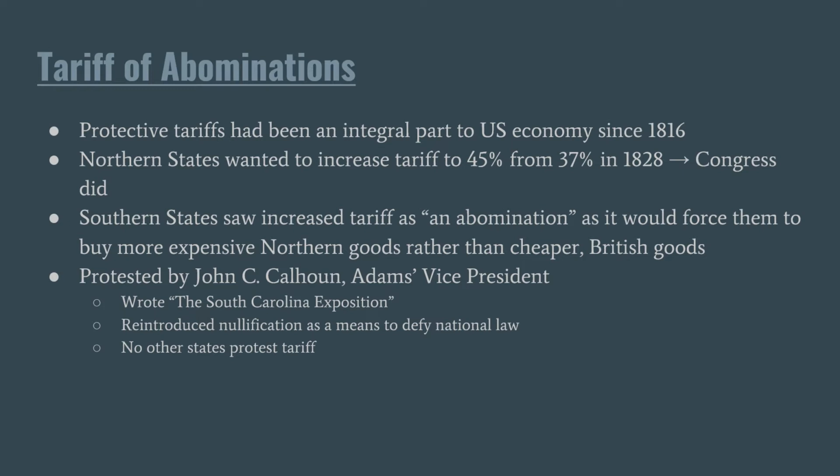And this tariff of 1828, this tariff of abominations, is protested by John C. Calhoun, who is a South Carolinian, and also Adams's vice president. And he writes in secret this South Carolina Exposition. And what's important to note about the South Carolina Exposition is that it reintroduces this idea of nullification as a means to defy national law.